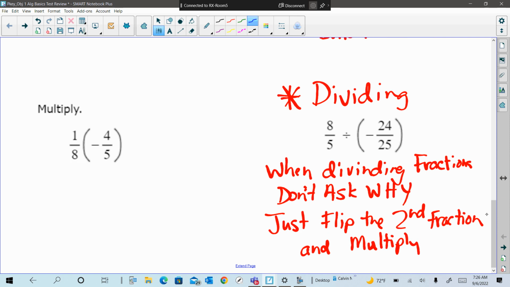So I know it's showing parentheses, but this is the same thing as if you had multiplication here. So we're just going to multiply straight across. 4 times a -1 gives me -4, and 8 times 5 gives me 40. And then we're just reducing. So I can divide by 4, which they have in common. So -1/10.